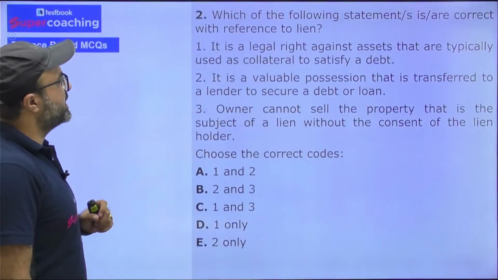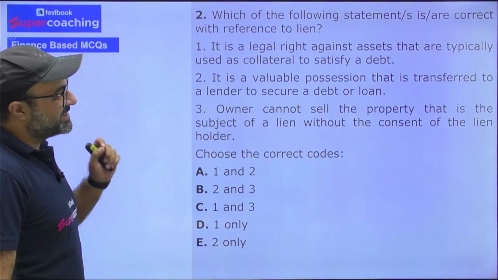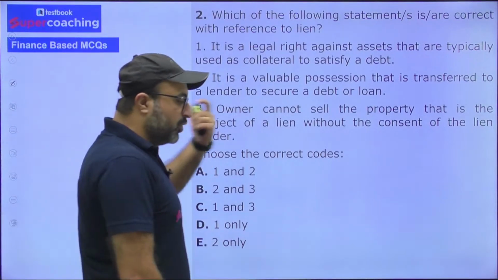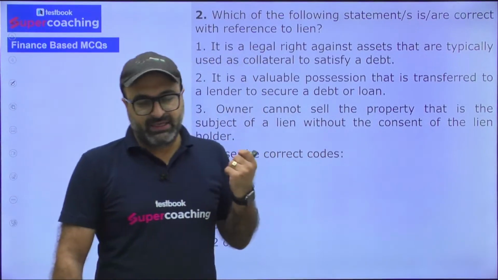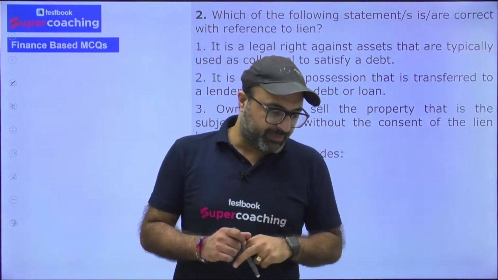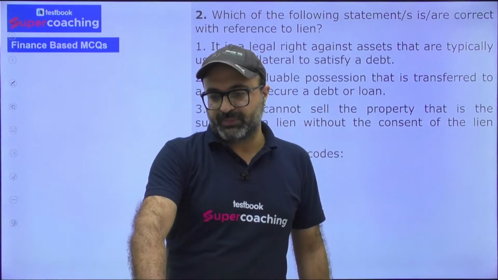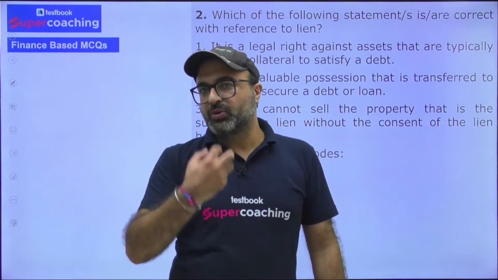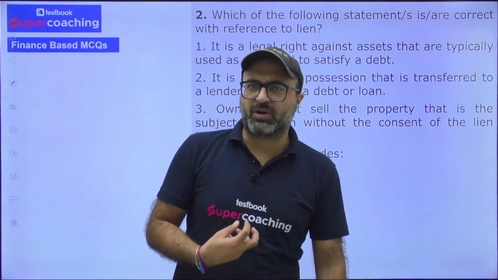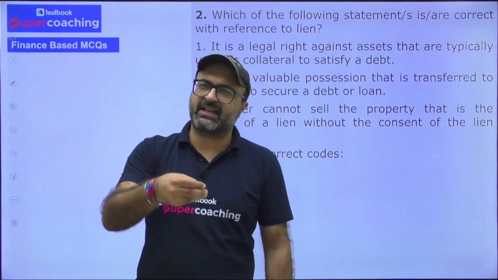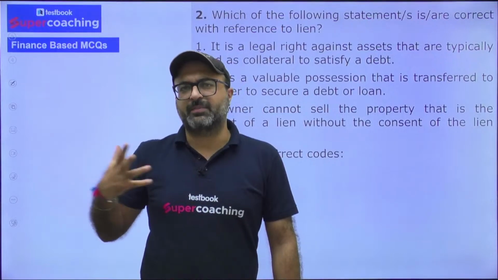The second question says, which of the following statements is or are correct with reference to one of the modes of charge that is known as lien? If I take a very simple example for you, let's suppose I have a fixed deposit with a bank and I want to borrow a loan against that fixed deposit. So a lien will be applied on my FD, and against that FD lending will be done by the bank.